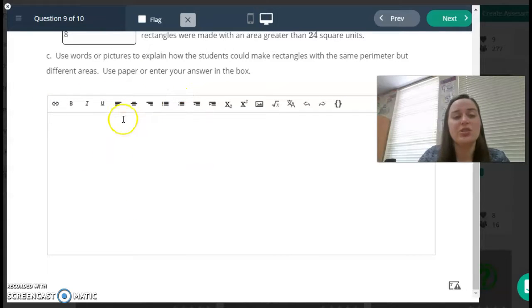Or if this is too difficult and you really want to draw a picture, what you can do is draw a picture on a piece of paper, and I will put a spot on Seesaw where you can submit your picture, and I can count it on there too. And I will be going back and looking at this question for every single one who does the answer tomorrow. But I will show you on paper for right now. So to explain how they can make rectangles with the same perimeter but different areas. Okay, so let's make some examples.